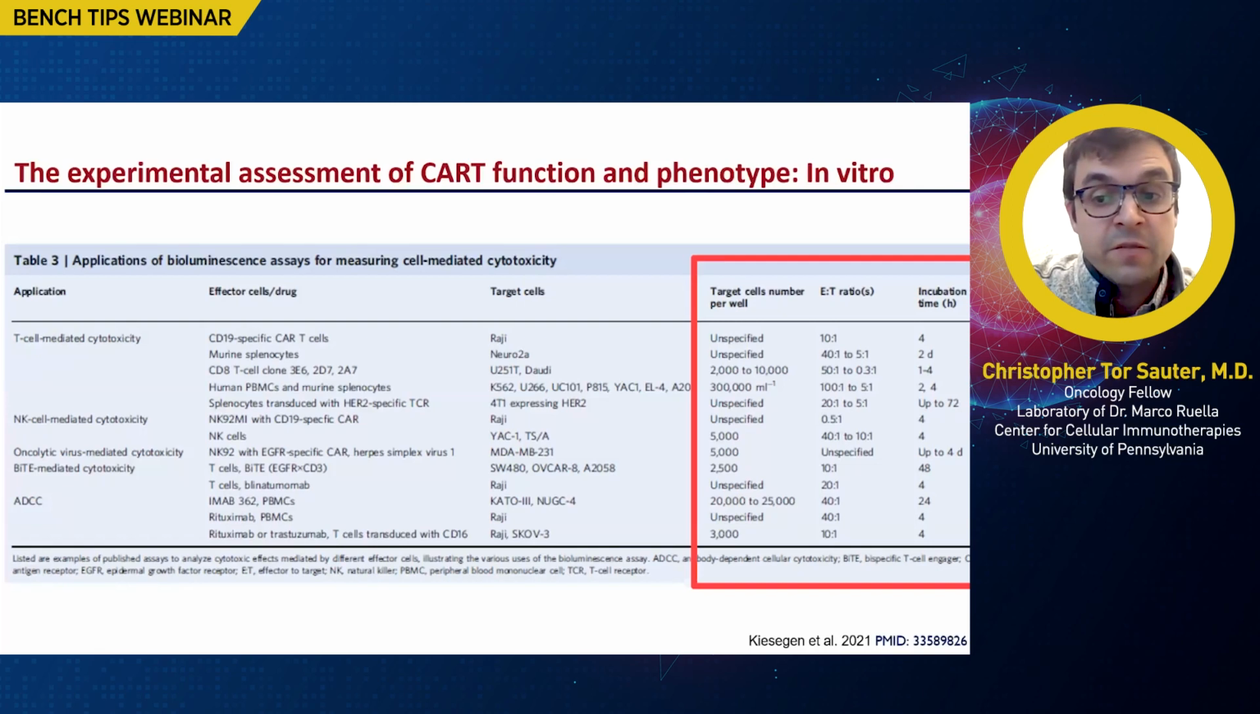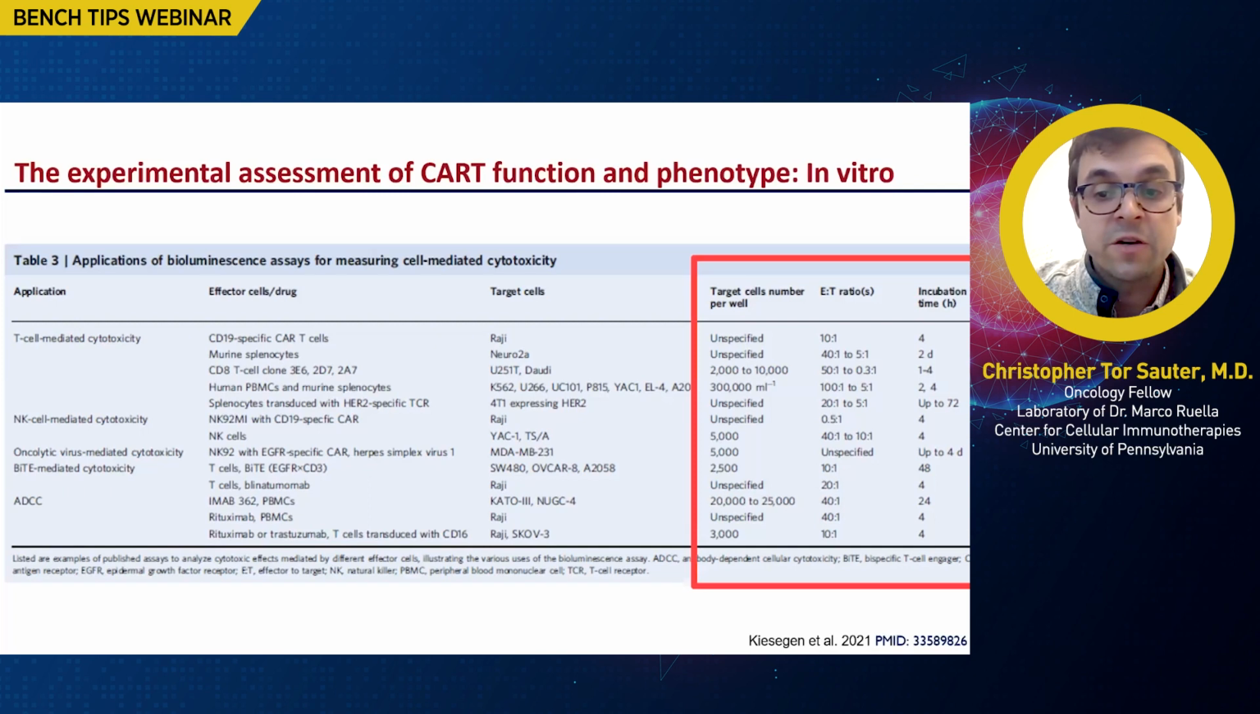This table highlights a variety of in vitro luciferase-based cytotoxicity assays using different effector cells. And I'd just like to highlight here that there's a wide range of conditions depending on which model system is used. So there's a wide range in the number of target cells that are placed into the assay, of effector to target ratios, and incubation times. So this really requires familiarity with the assay and model system you're using.